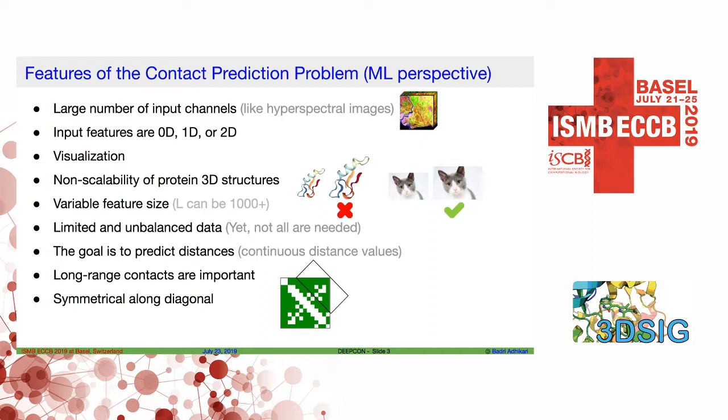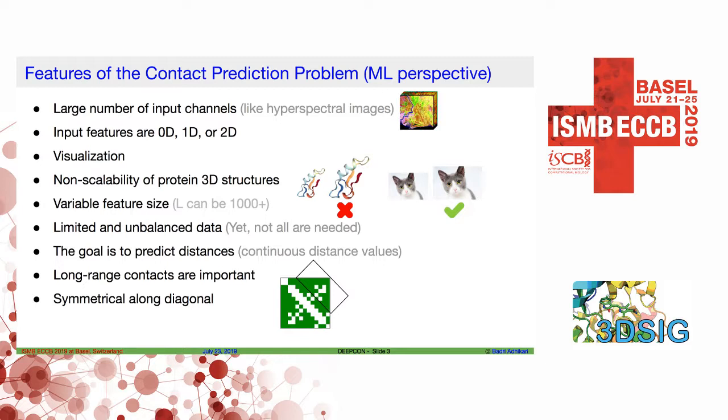Another unique feature of the contact prediction problem is the non-scalability. For example, if you have an image database, you can scale one of the images, and that image is still a legitimate, genuine image. Whereas in a protein database, you can't pick one protein, scale it, make it bigger, and still have it work. That's because the units of the protein structures, no matter how big or small the protein is, are always, from a distance perspective, of a fixed size.